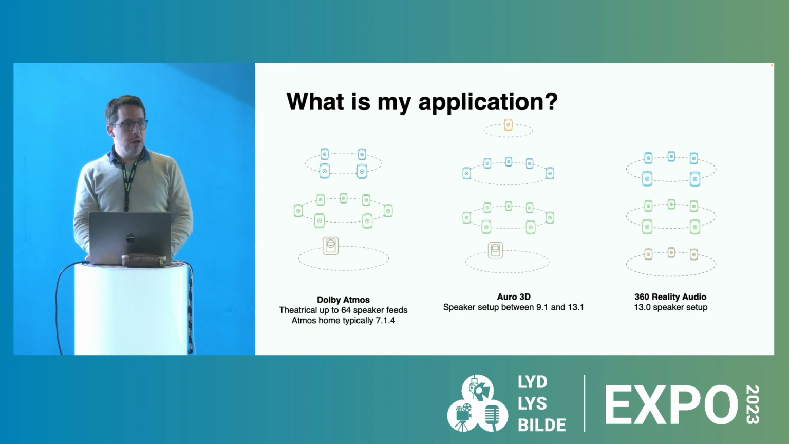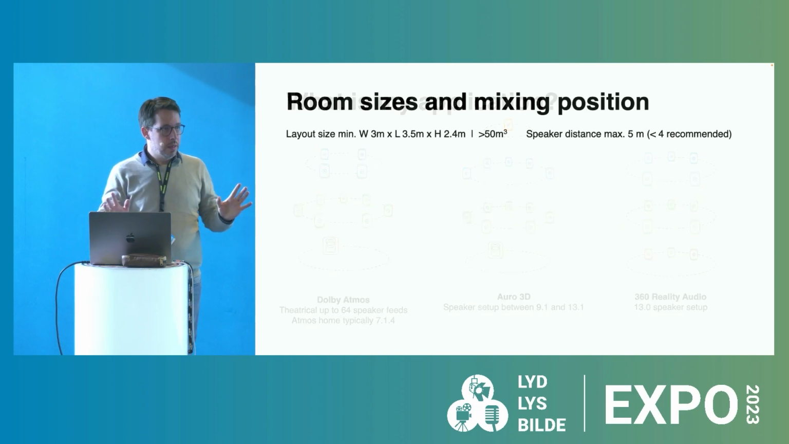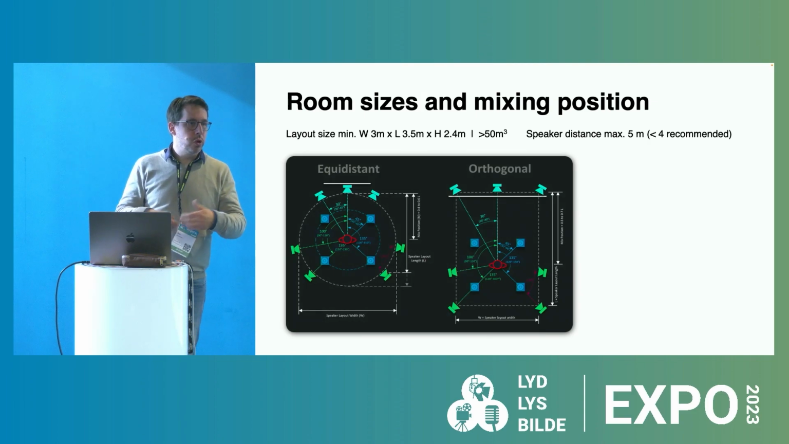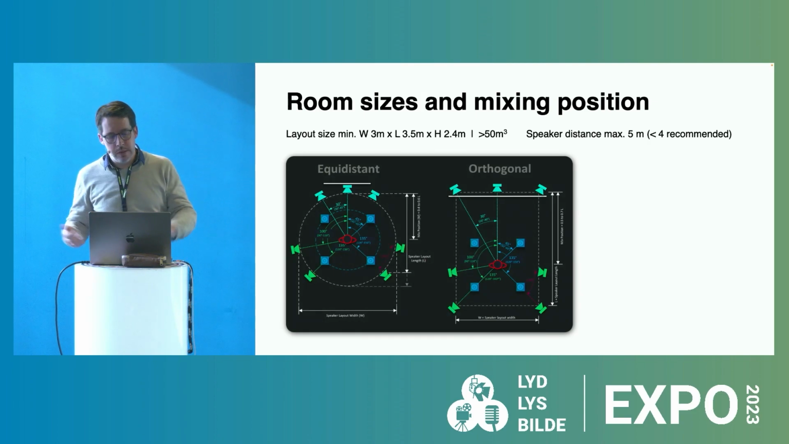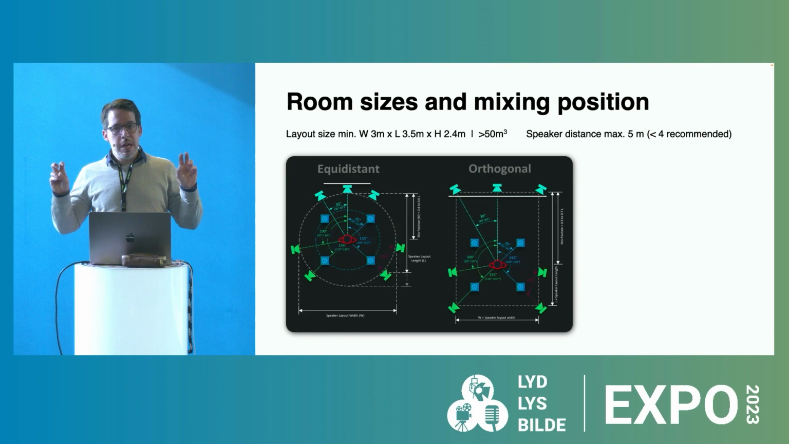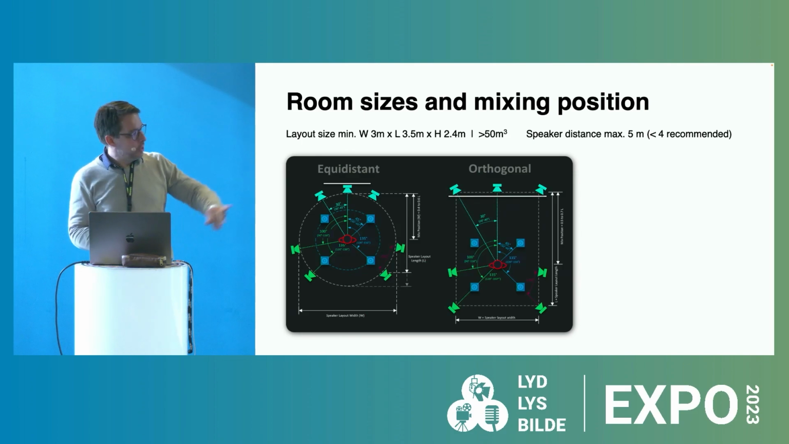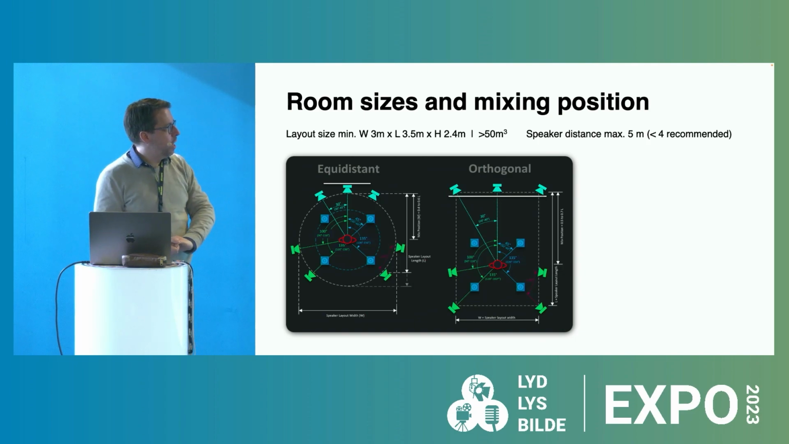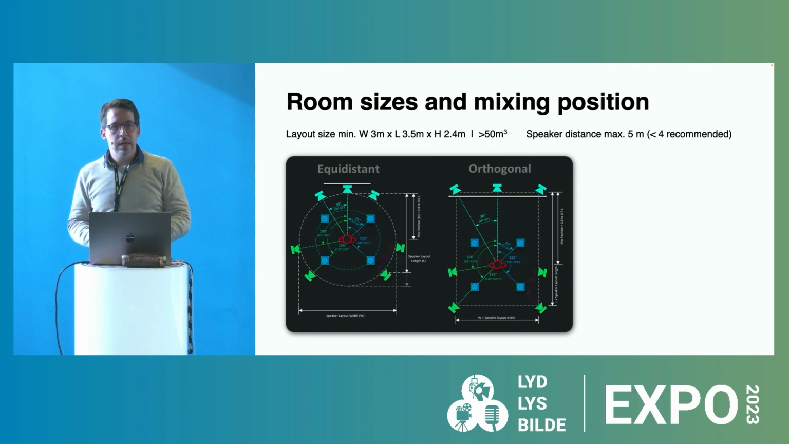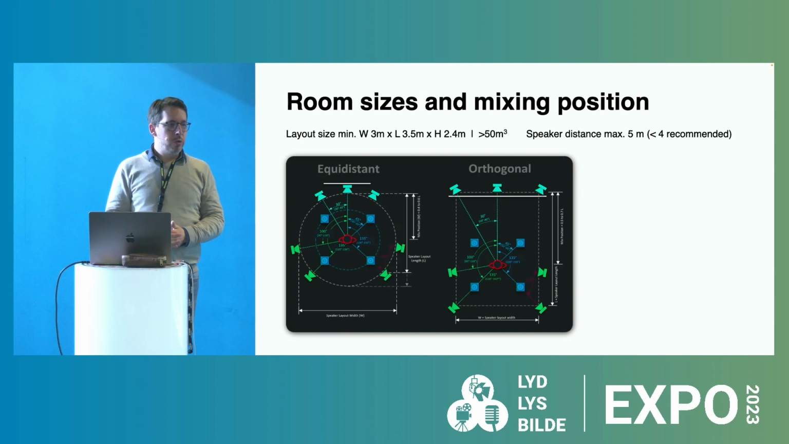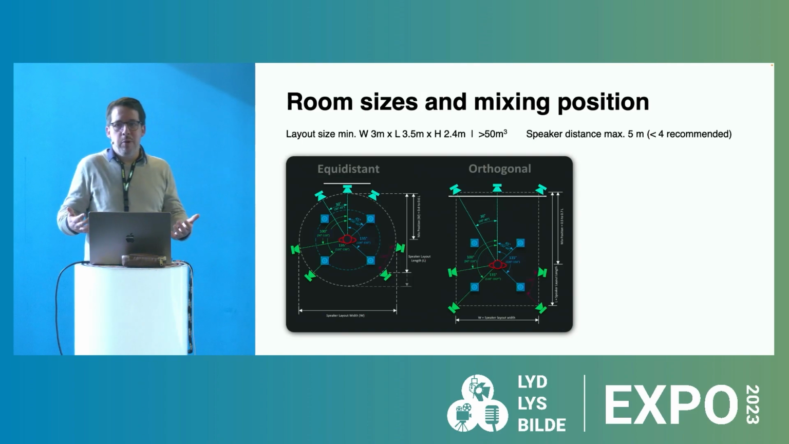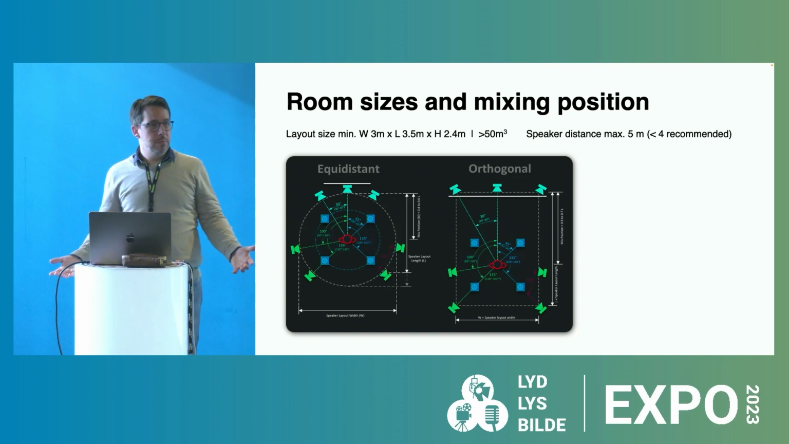Let's have a little bit of a look at room sizes and the mixing position. Here I'm covering only Dolby Atmos, because that's where we have the most documented data, and also because it's the most popular. There is a minimum recommendation from Dolby that your room size should be something like 3 by 3.5 by 2.4 meters. If you ask me, it's quite cozy, and I think it's a bit too small from my point of view. But anyways, this is the starting point.